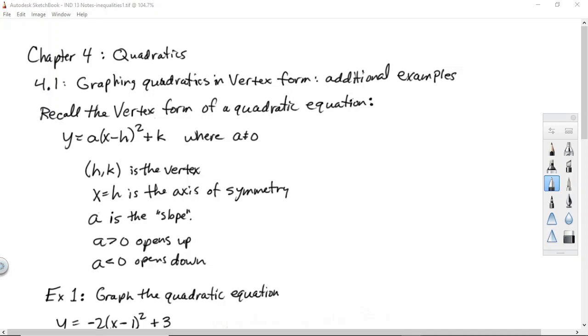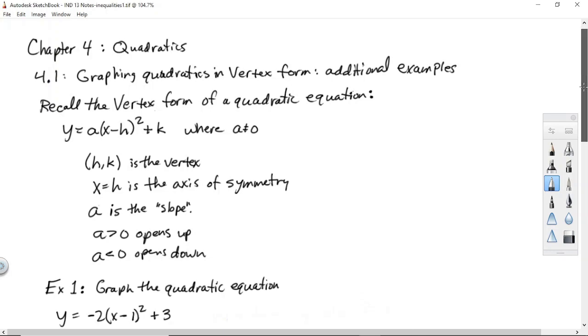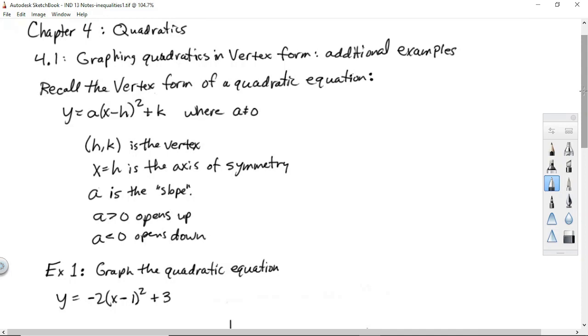Hello, algebra students. Today we're going to look at graphing quadratics again, and some more examples of graphing quadratics in vertex form. So recall the vertex form of a quadratic equation. It's right here on the screen.